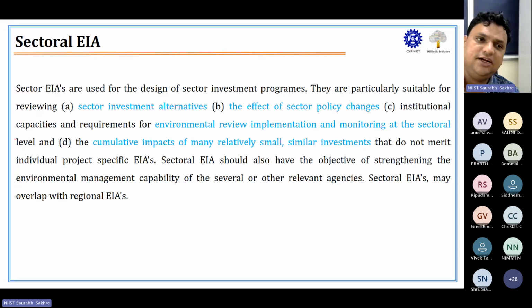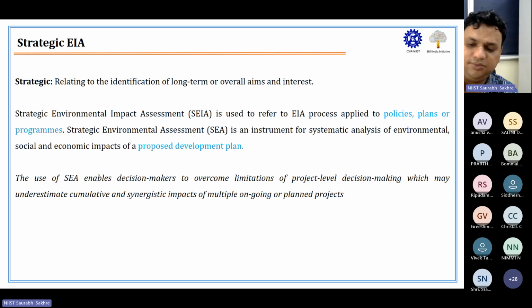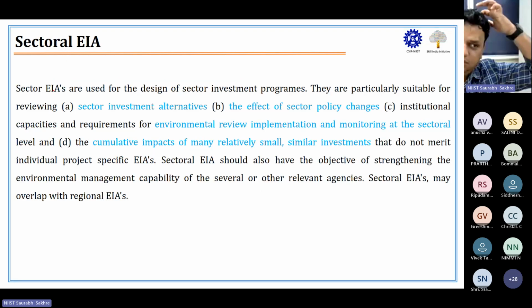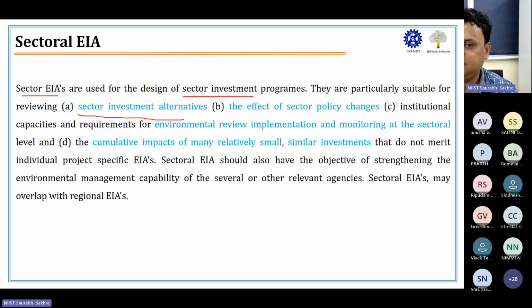So in those kinds of cases, sometimes we do sectoral EIA. Sectoral EIAs are used for the design of sector investment programs. They are particularly suitable for reviewing sector investment alternatives and the effect of sector policy changes. Then institutional capacity and requirements for environmental review, implementation and monitoring at the sectoral level, and the cumulative impacts of mainly relatively small, similar investments.